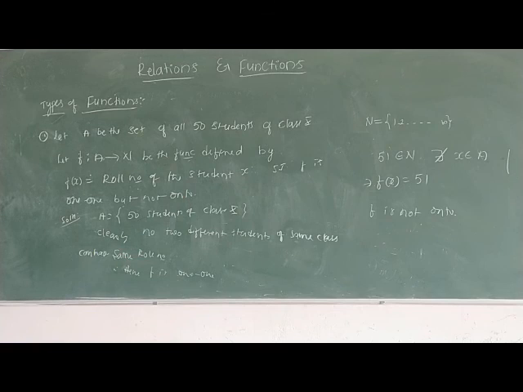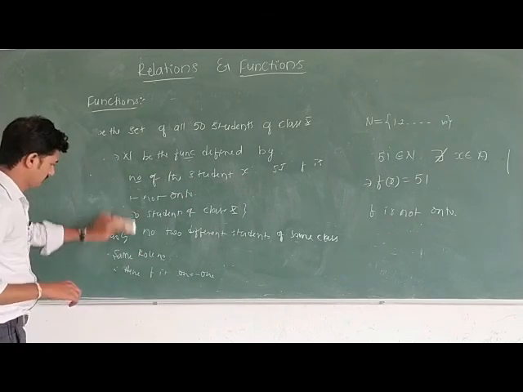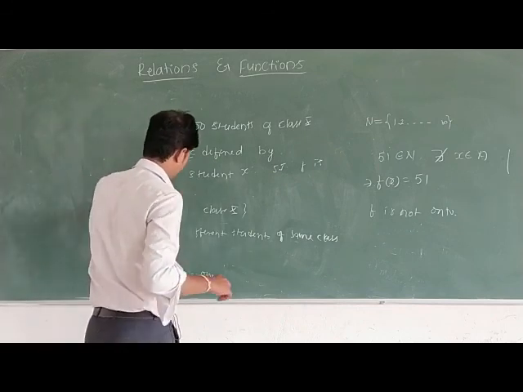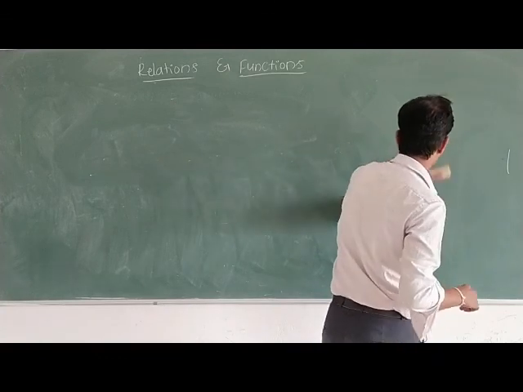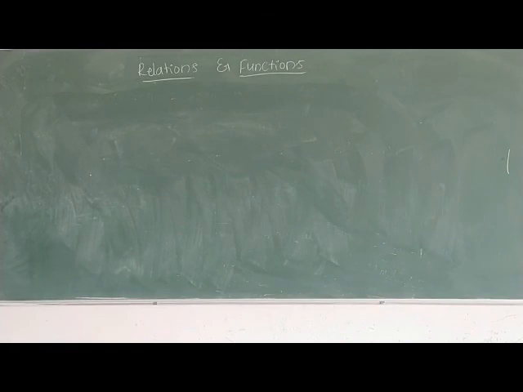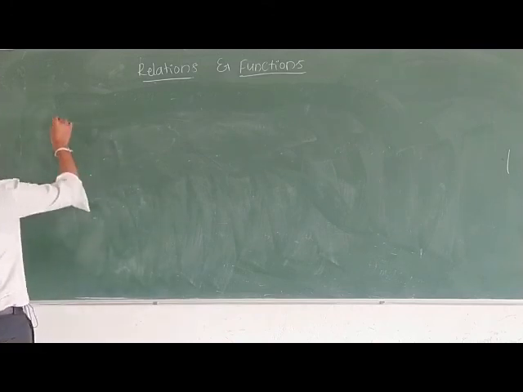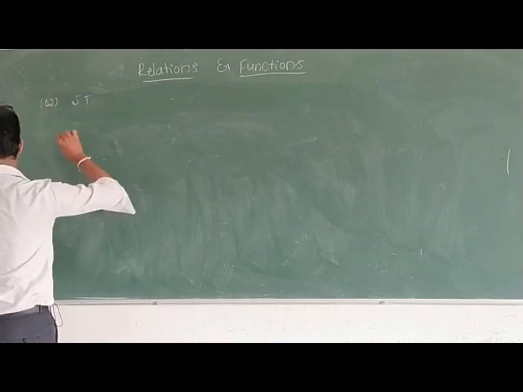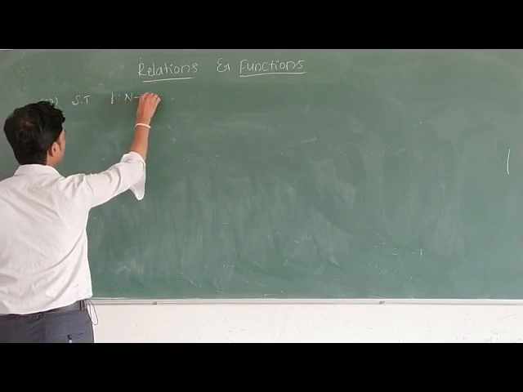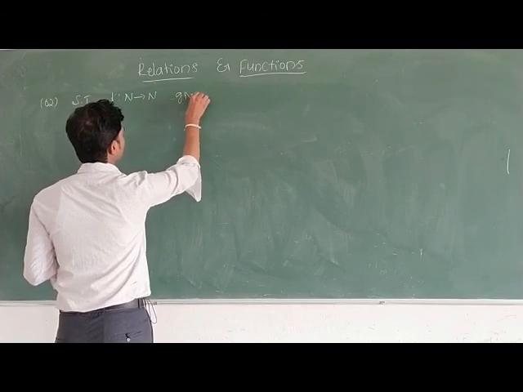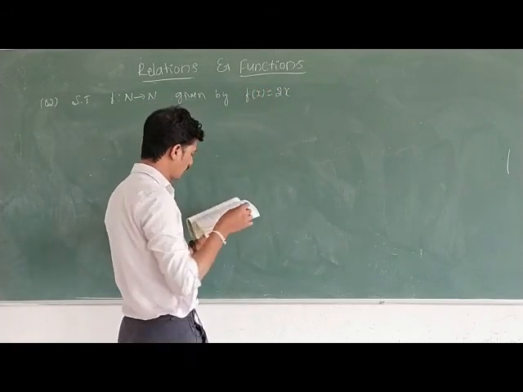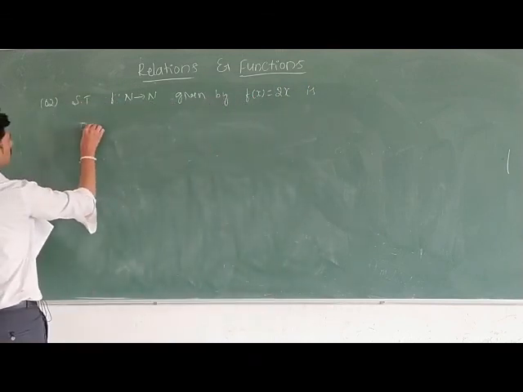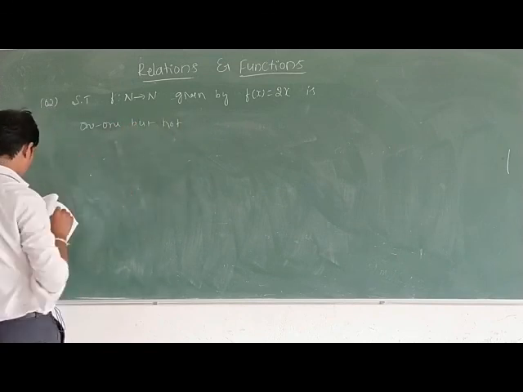Okay, similarly, next we'll move to the next problem. Next problem is: show that the function f defined from the set of all natural numbers to the set of all natural numbers, given by f of x is equal to 2x, is one-one but not onto.